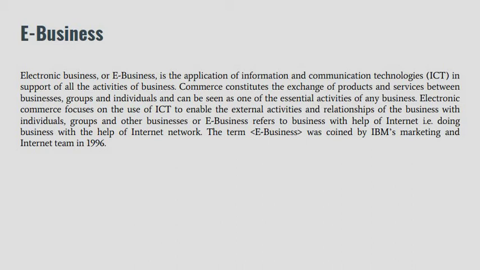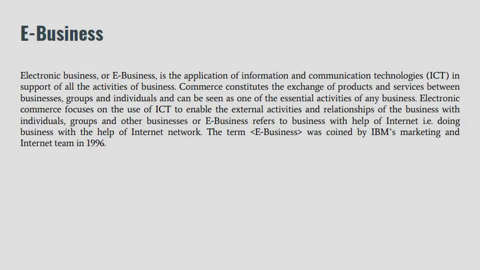Previously we stopped at the concept of retail. So let's move on with e-business. So e-business is electronic business. It is the application of information and communication technologies in support of all the activities of business.